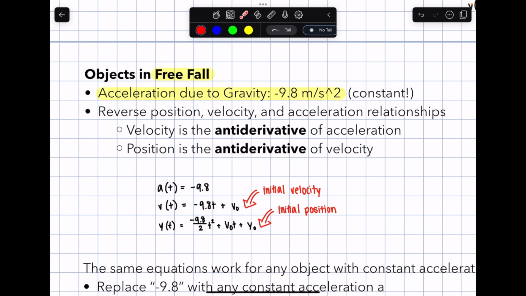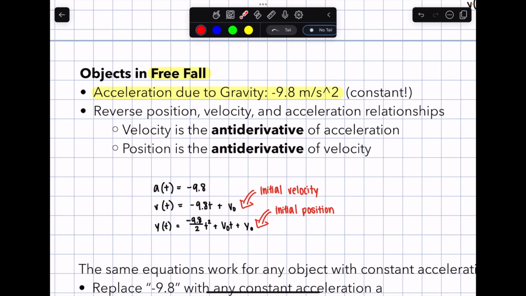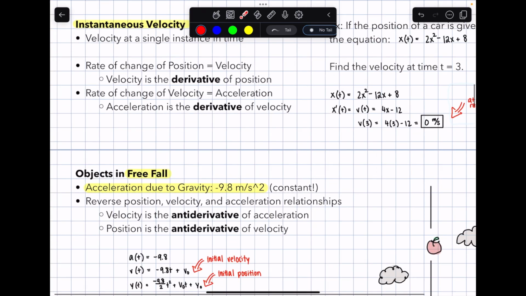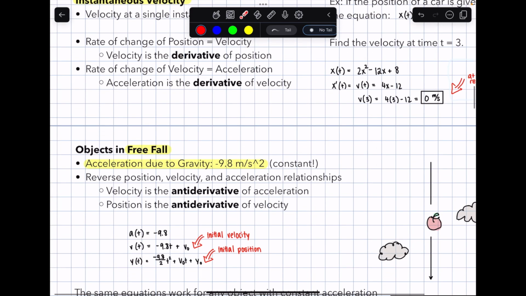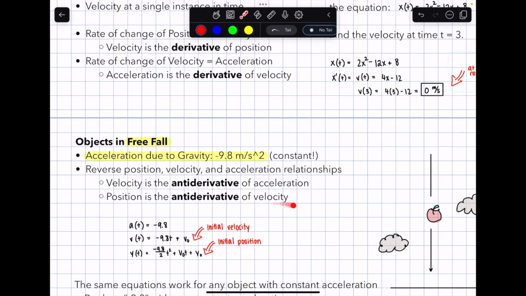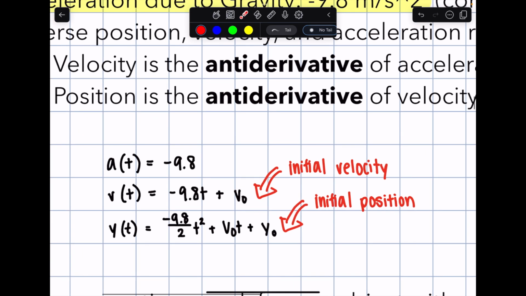And so, like we stated earlier, velocity is the derivative of position, so position is the antiderivative of velocity. Similarly, because acceleration is the derivative of velocity, velocity is the antiderivative of acceleration. Again, if you're confused about what antiderivative means, I'd suggest you look at the AP Calculus AB reviews. But using this information, we can derive all of these equations that we use for free fall.